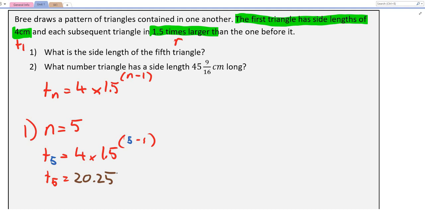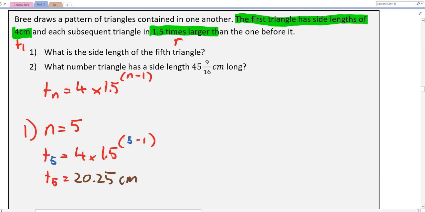What does that 20.25 represent, guys? Okay, can we put our conversations on hold because they're getting really annoying? What does 20.25 represent? And what is T5? The side length of the fifth triangle. So what should my answer be in? Centimeters.